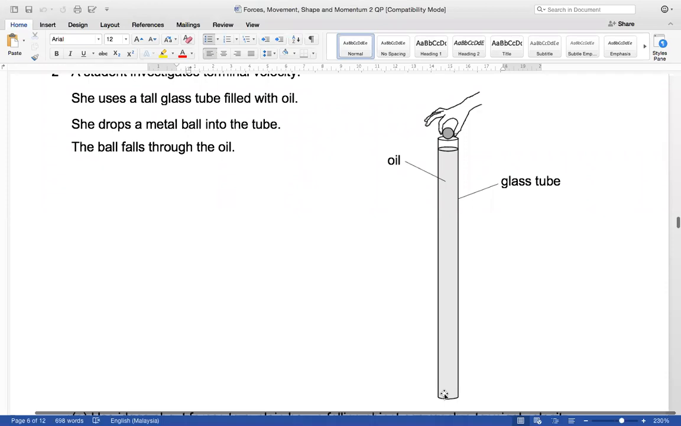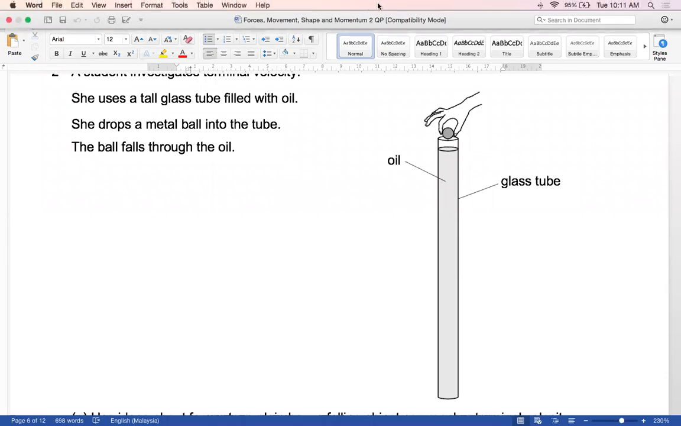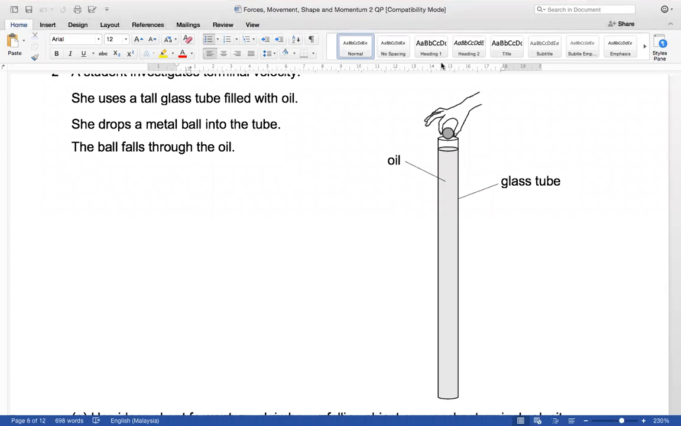And then the second thing is, I also want to measure the distance between the 2 points. So the second thing is you want to determine the distance. You want to measure the distance traveled. So the start of the oil to the bottom of the glass tube. Okay, so the first thing is the time taken for the ball to pass from the top of the glass tube to the bottom of the glass tube is measured. And number two, the distance traveled by the ball is also measured using the ruler.